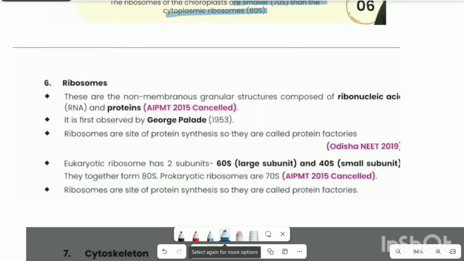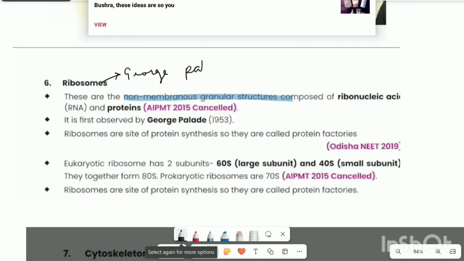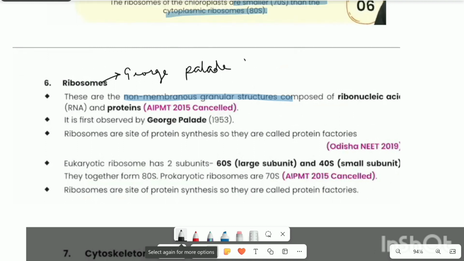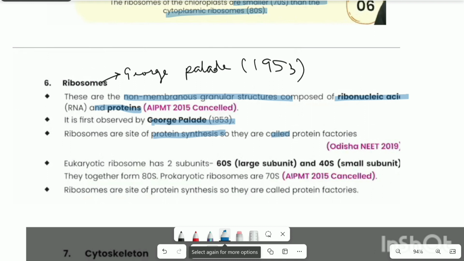Next is the ribosome. This ribosome is also a non-membranous granular structure. It was first observed by George Palade in 1953. The ribosome is composed of ribonucleic acid, RNA, and protein. This ribosome is the site of protein synthesis, so that's why we call the ribosome a protein factory.